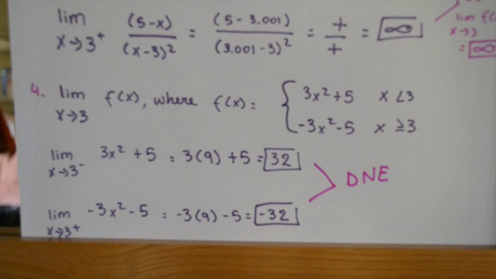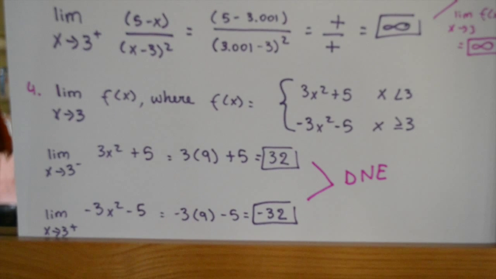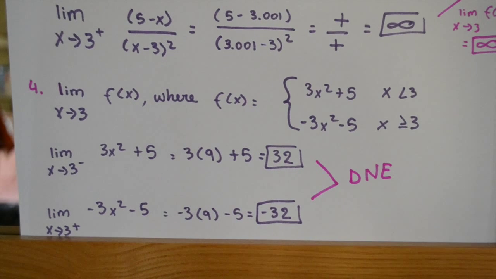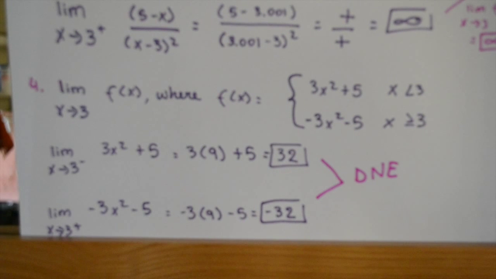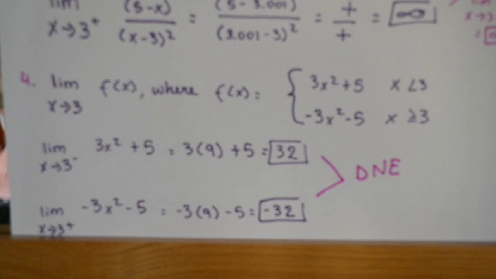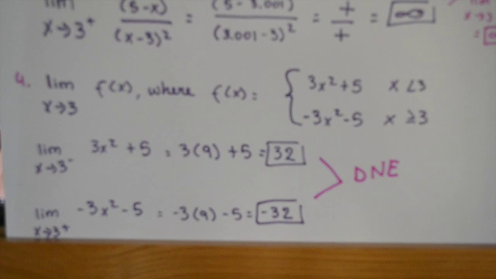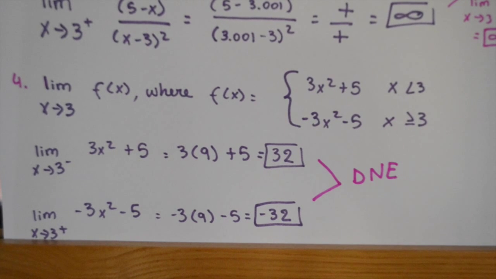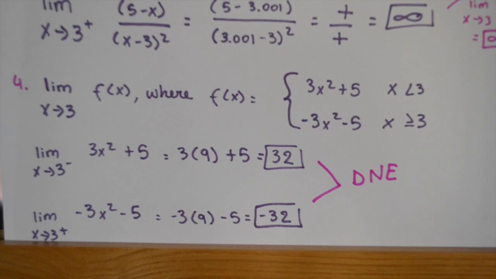Then the second limit asks for x values that are bigger or equal to 3. So 3 from the right, so the limit of negative 3x squared minus 5 as x approaches 3 from the right, then you plug in, and then you get negative 32. However, both sides of the limit are not equal because you find negative 32 and positive 32, therefore the limit does not exist.